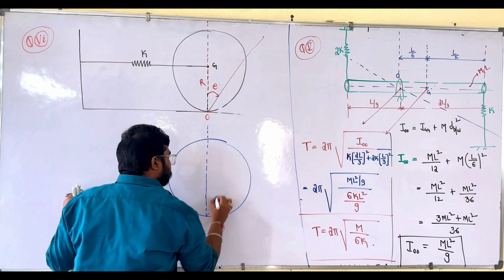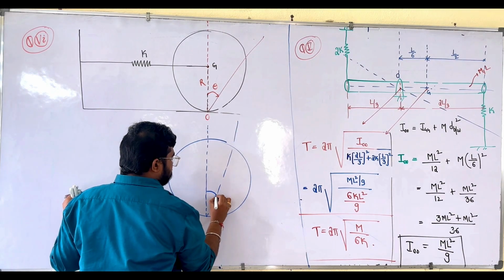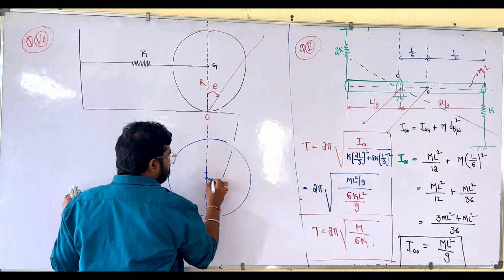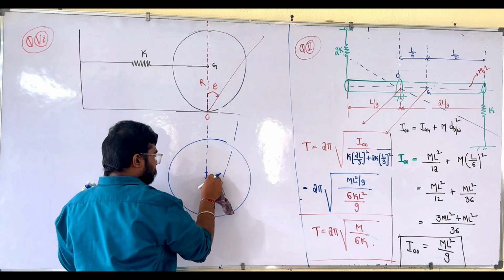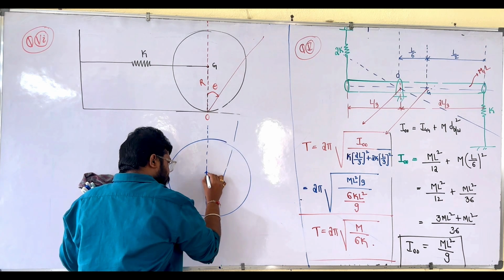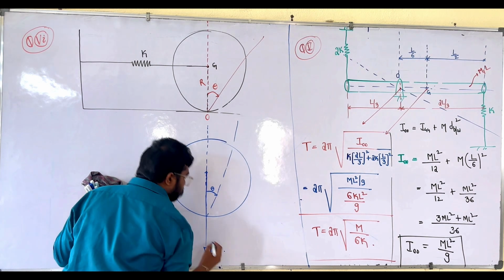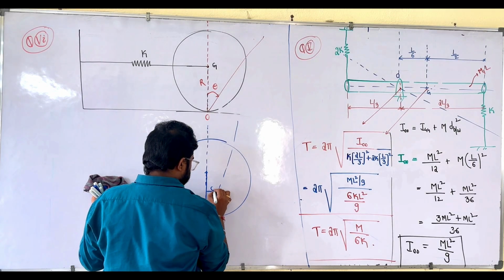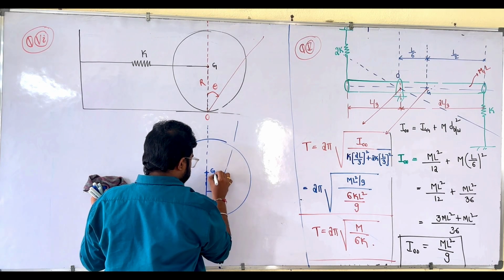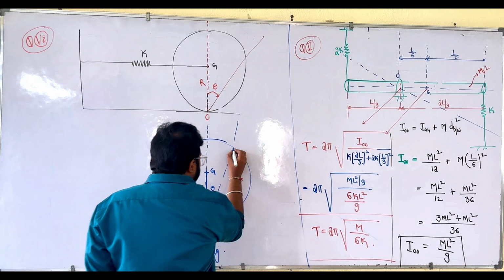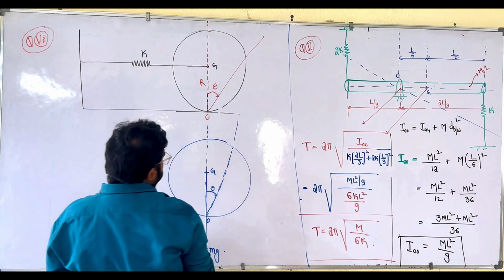Here to here, I am giving the disturbance. This is theta. Weight acts vertically downward. This is G, this is point O. I am giving the disturbance about point O.